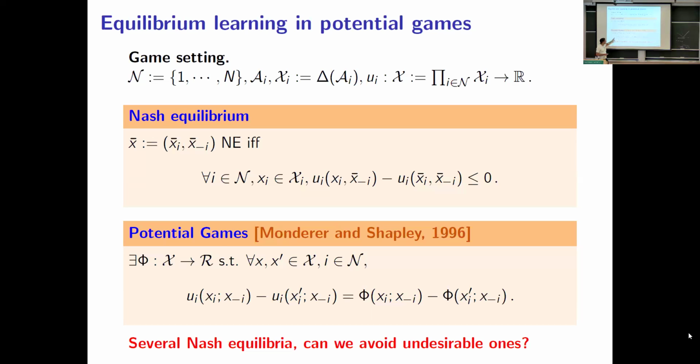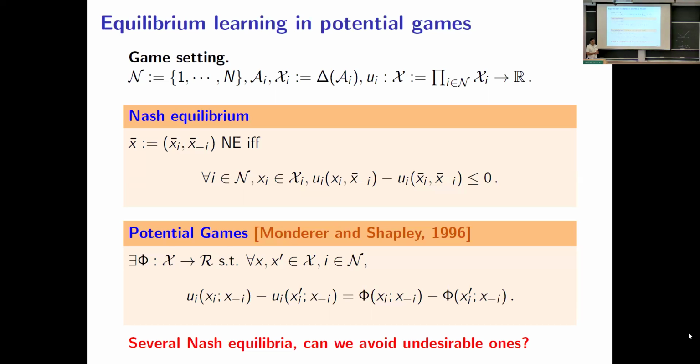Basically, the deviations of the utility here, when the strategies of other players are fixed, are captured by a potential function phi. So the important thing here is that phi does not depend on the player. So actually, it's as if they're optimizing this potential function, but of course they don't know it. So that's the crucial property here of potential games.